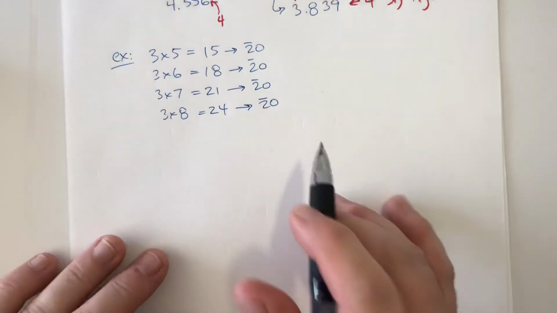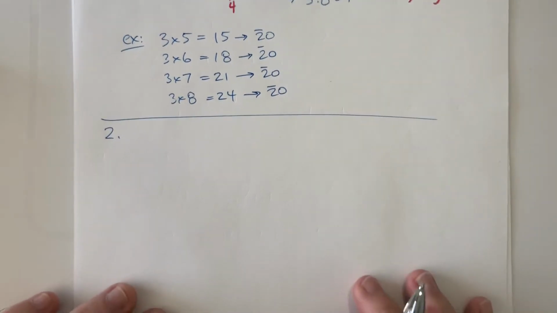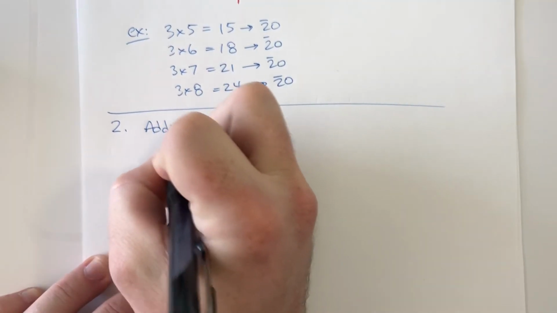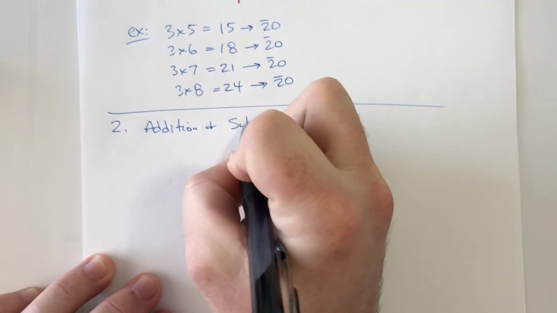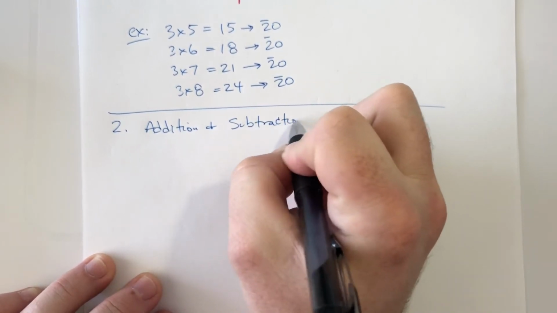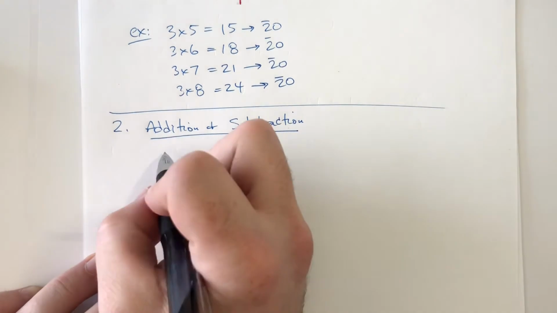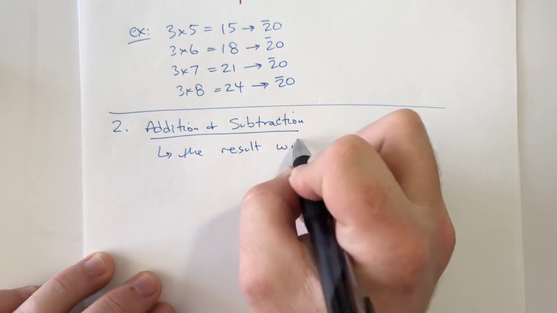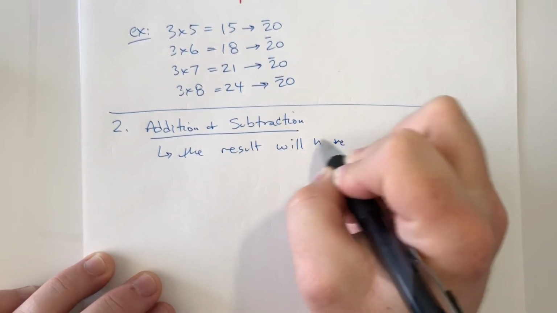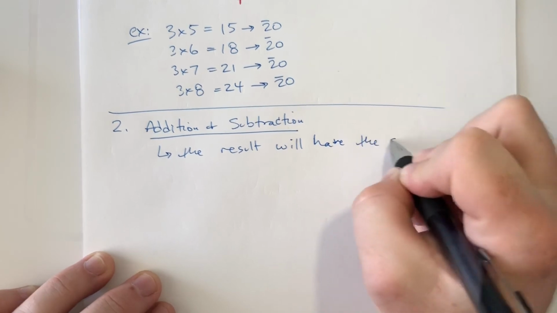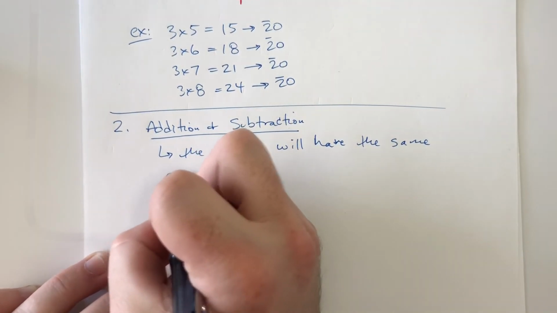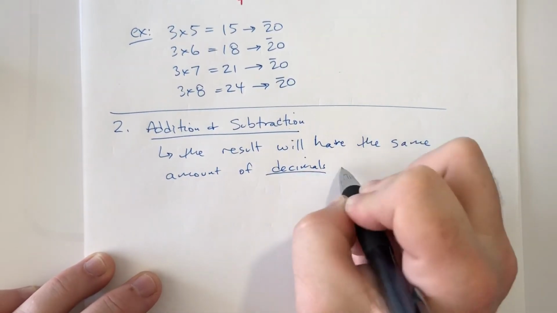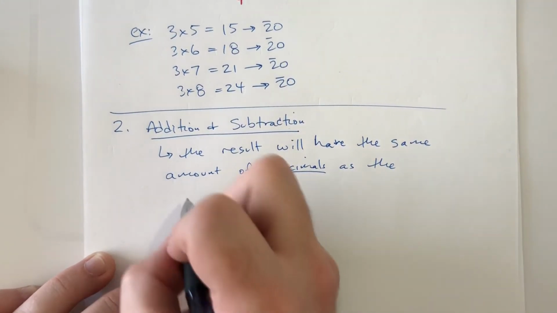Okay. All right. So the other option, we've seen multiplication and division. The other option is addition and subtraction. And it's going to sound really similar. I'm going to write these rules so that they intentionally sound similar, but they are not exactly the same. So anytime you're adding or subtracting some numbers, the result will have the same amount of decimals as the measurement with the fewest.